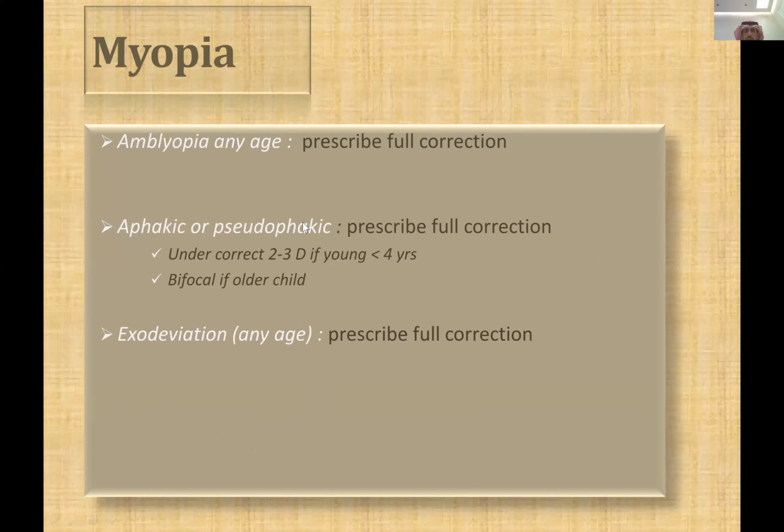In aphakia or pseudophakia, prescribe full correction, but you have to undercorrect 2 to 3 diopter if younger than 4 years, because they don't have accommodation. So to help them with accommodation, you should undercorrect. And give bifocal if older child. In case of esodeviation at any age, you should prescribe full correction.